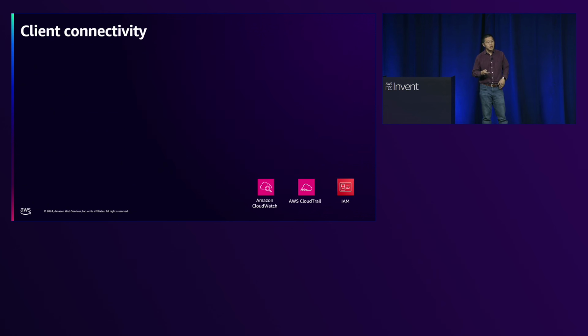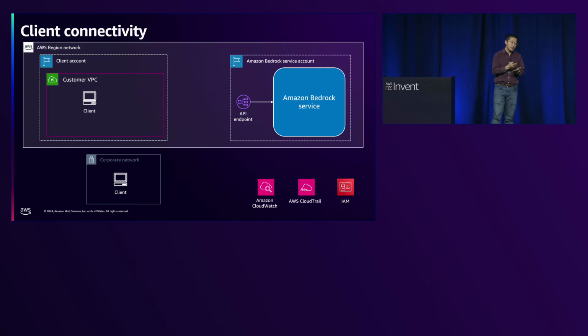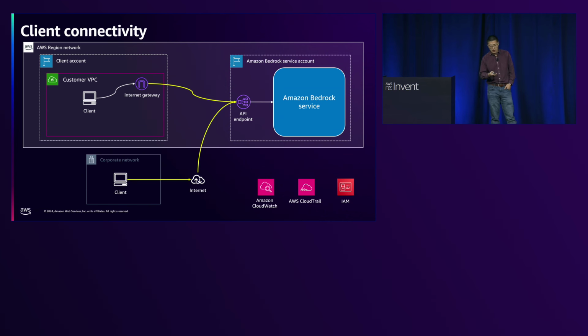All right, so now we talk about data protection, data privacy. Let's move on to connectivity. So let's look at the setup first. On the right hand of the screen, this is Amazon Bedrock service account. So here is where the Amazon Bedrock service component sits, whereas the API endpoint sits in the same region. On the left-hand side, we have our client's account, and inside the client account, we have our customer's VPC.